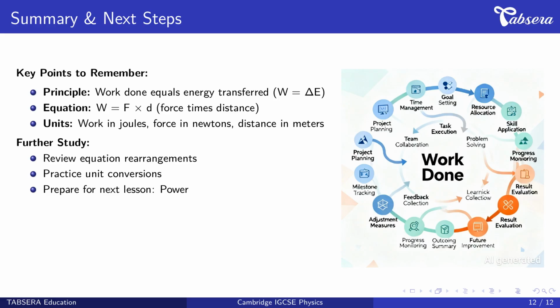Second, the key equation W equals F times D, where W is work done in joules, F is force in newtons, and D is distance in meters. This equation applies when force is constant and parallel to motion direction.